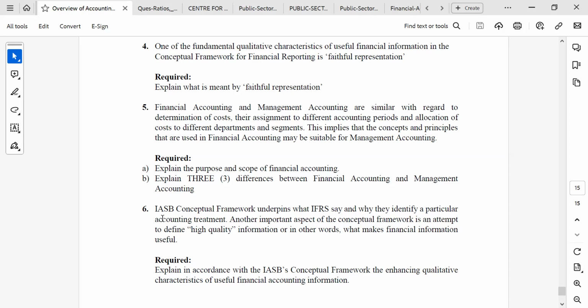Okay, explain in accordance with this one, the enhancing qualitative characteristics also. So you are explaining all. They are asking you to explain the comparability and those ones. If they say enhancing qualitative characteristics of useful financial accounting information, I'm sure this question will be like 10 marks or something. So you have to explain those issues.